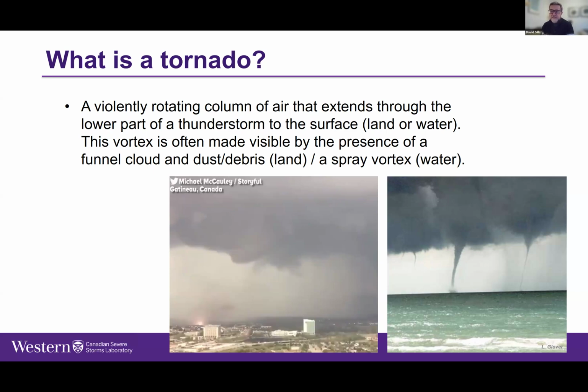So this is the spray vortex. And that's basically our definition when we have pictures sent to us like this of water spouts, is that it needs to have some evidence that there is tornadic strength wind at the surface, and that is the spray vortex. So that's what it takes to be counted as a tornado in our database.